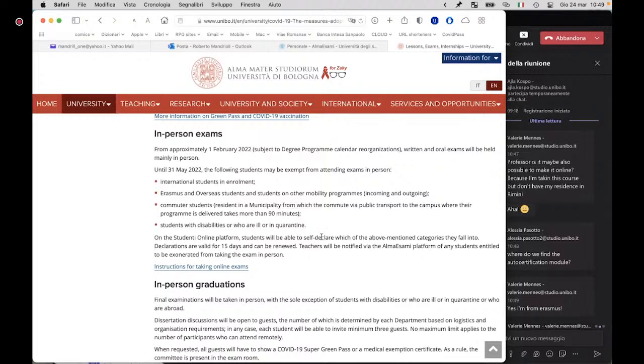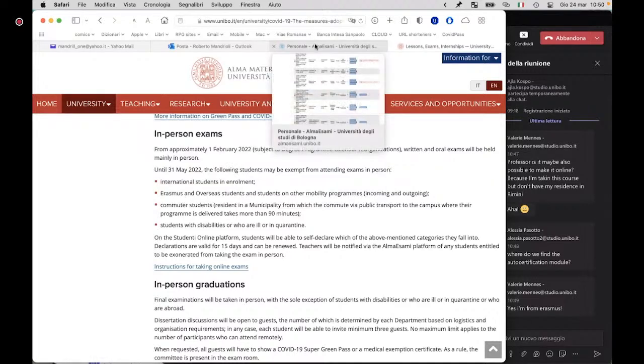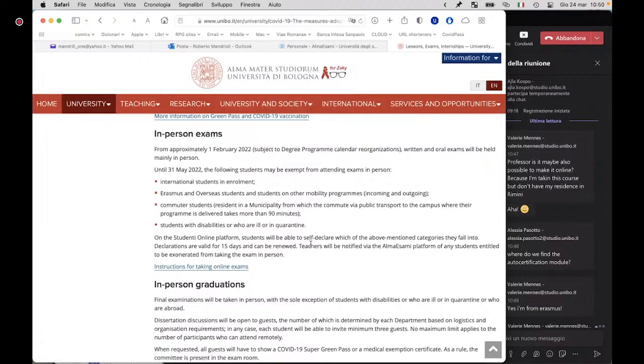So if you self-declare you're belonging to one of those categories, I will be notified through the Almaesami platform, and you will be able to take the exam online, okay? Of course, you have to do this before the exam session, but not too many days before, since I think declarations are valid 15 days and can be renewed, okay?